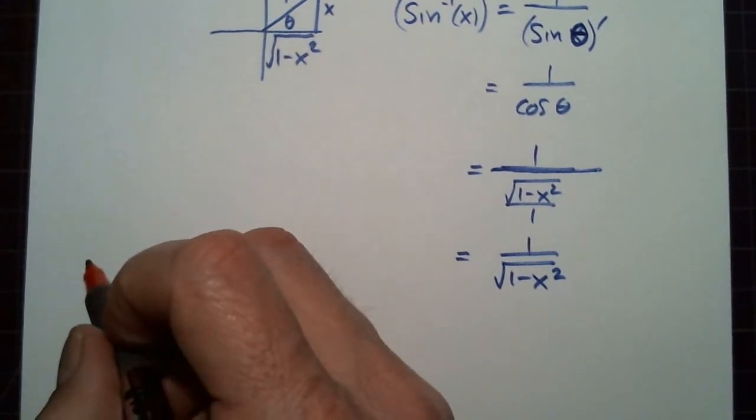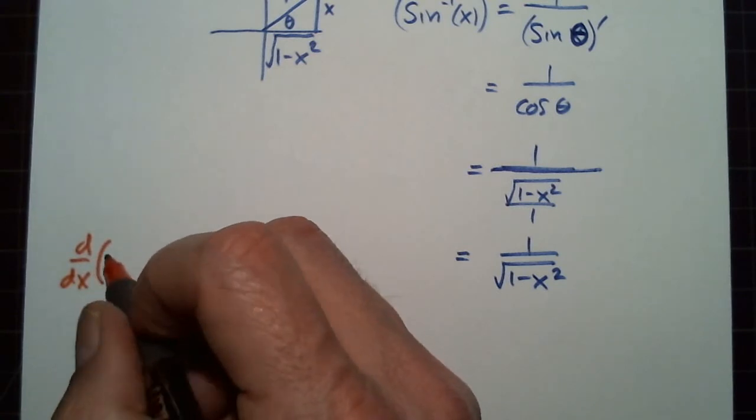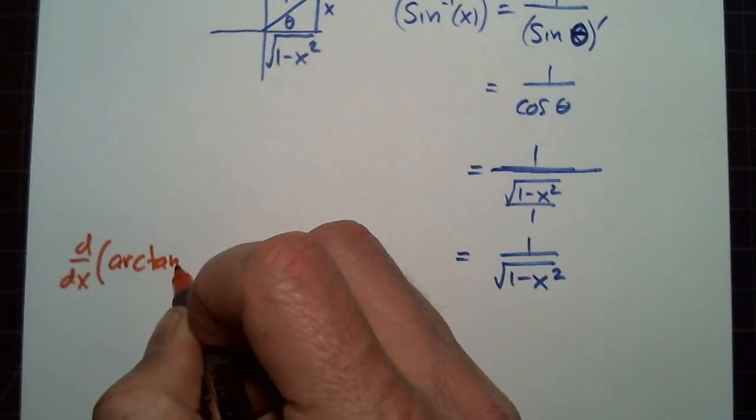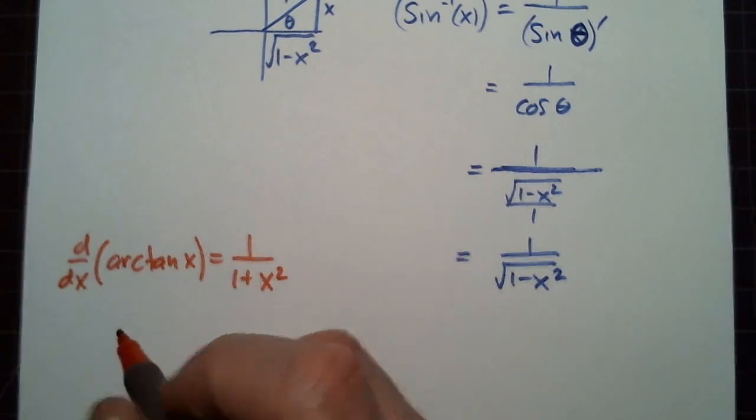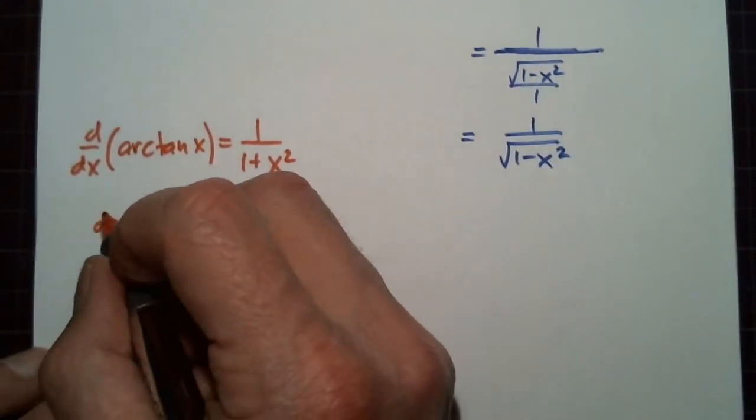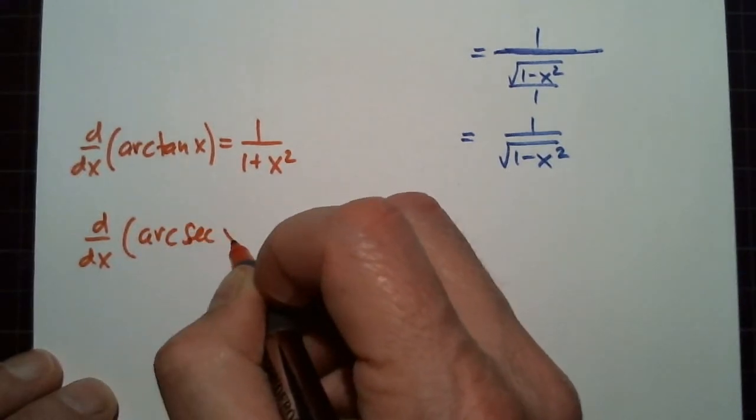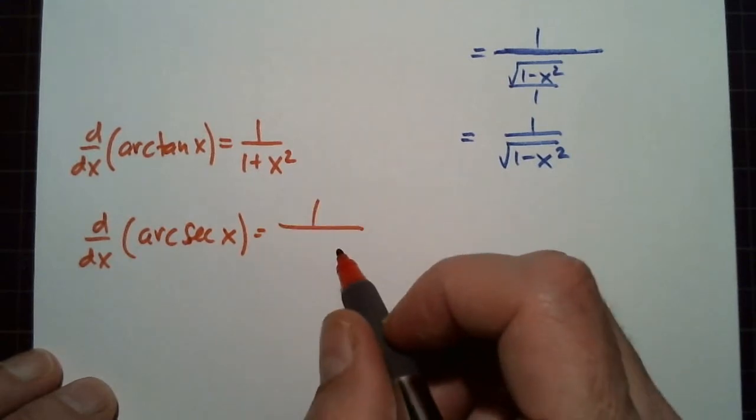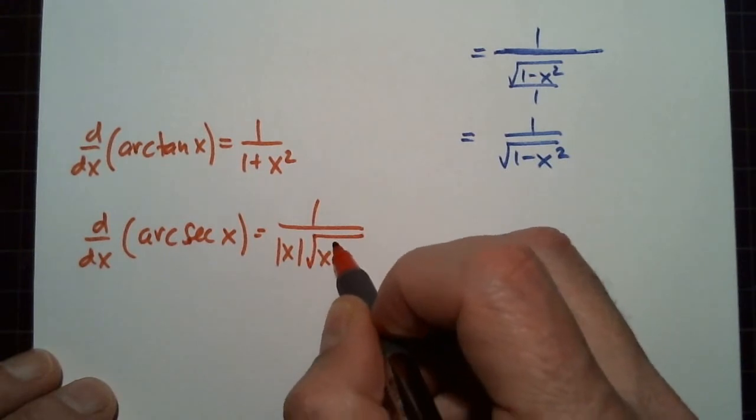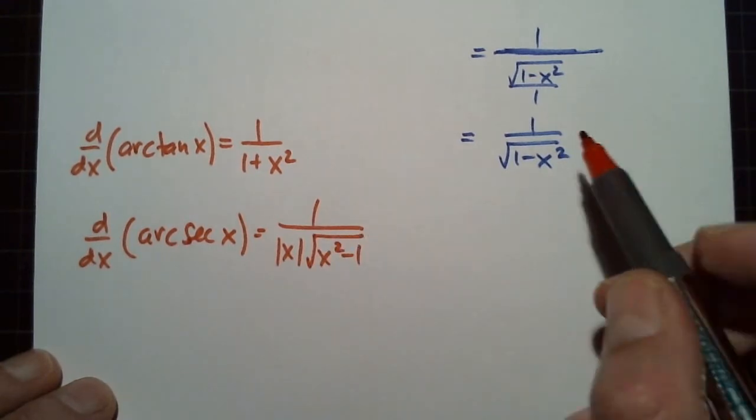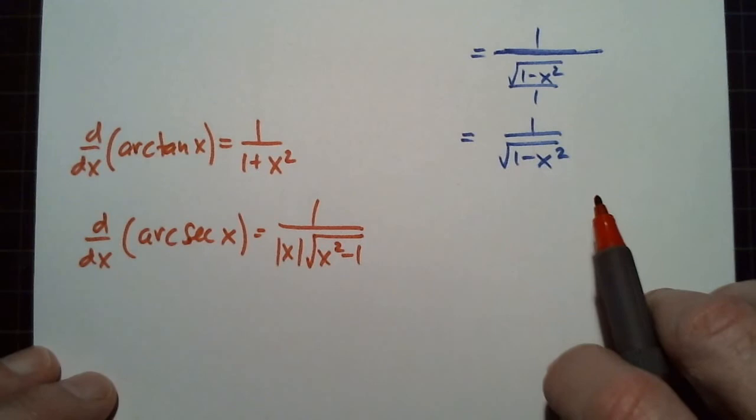And then we have to remember the other functions. We have the derivative of arctangent is 1 over 1 plus x squared. And the derivative of arcsecant is 1 over absolute value of x times the square root of x squared minus 1. So we just have to have this and these two memorized, and then that'll cover what we need to know.